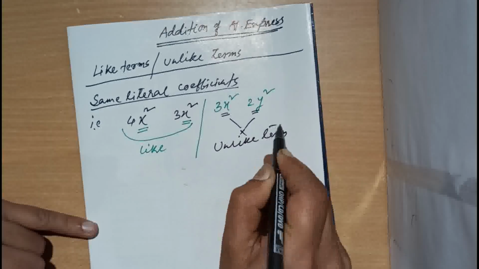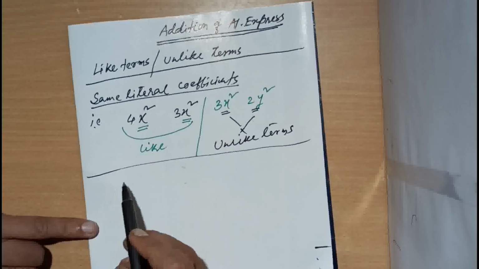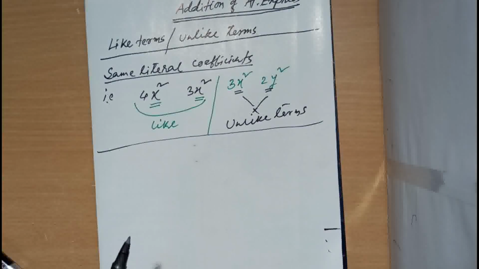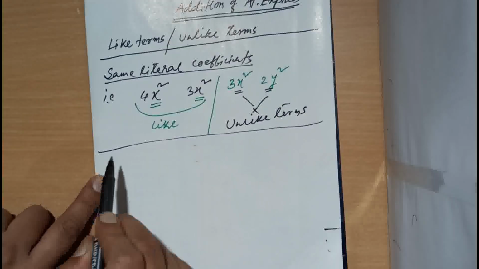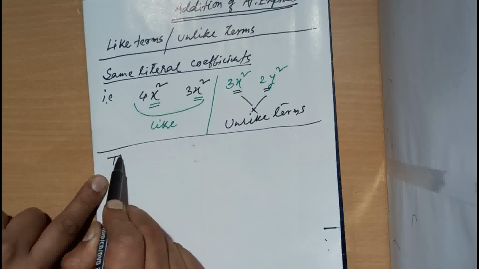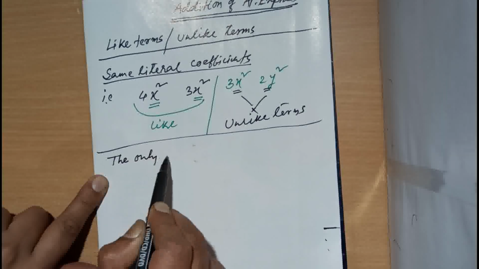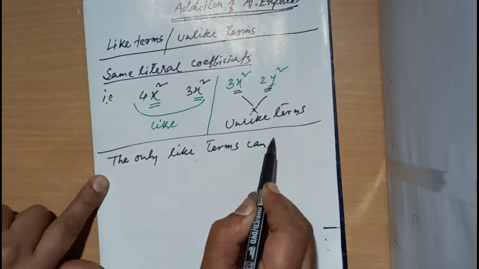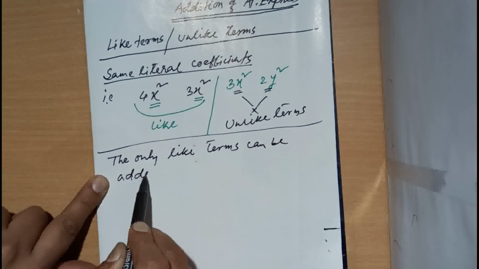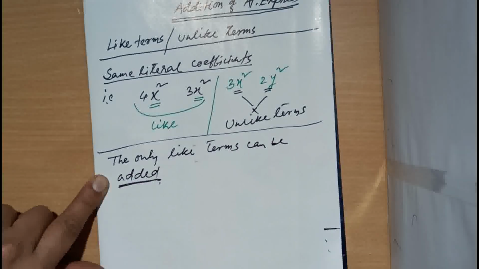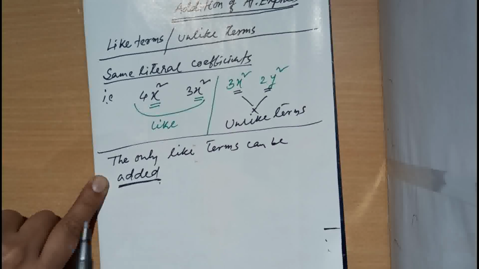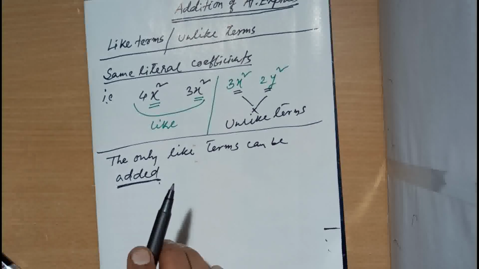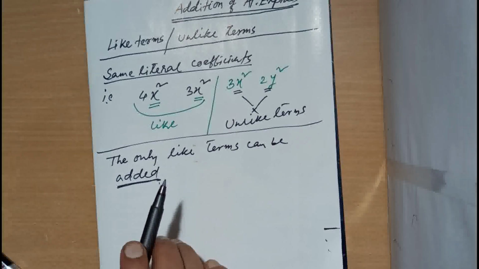Now when you add algebraic expressions, you need to remember one thing: only like terms can be added. In algebra, unlike terms you cannot add. So there will be addition of only like terms. Now I'll take some examples to make it clear how to add.